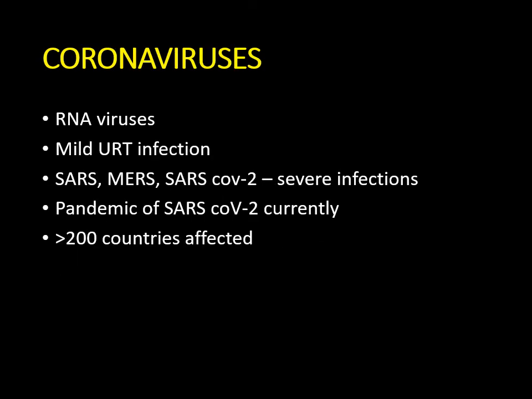Then coronaviruses, these are RNA viruses. Usually they cause mild upper respiratory tract infection, but three important variants of this coronavirus, that is SARS, MERS, and SARS-CoV-2, the one causing the COVID-19 pandemic now, have caused severe infection. It is a very old virus, but these three different types of coronavirus have caused severe infection in human beings.